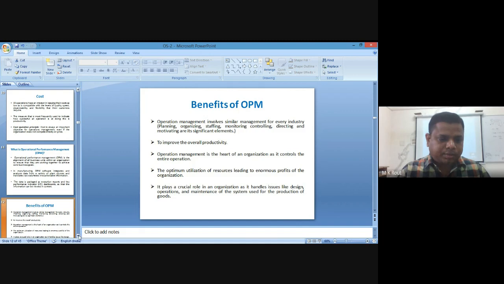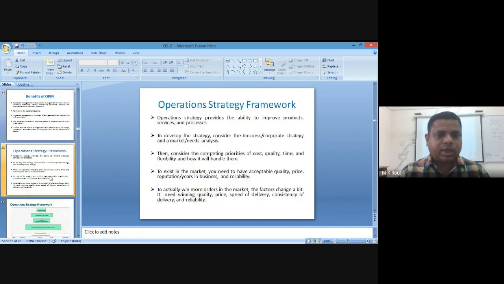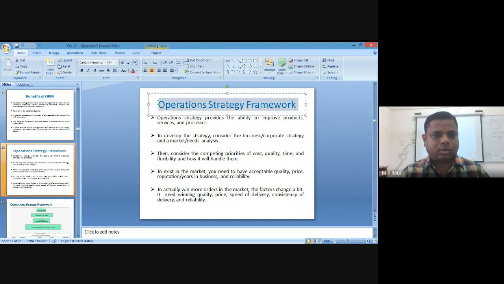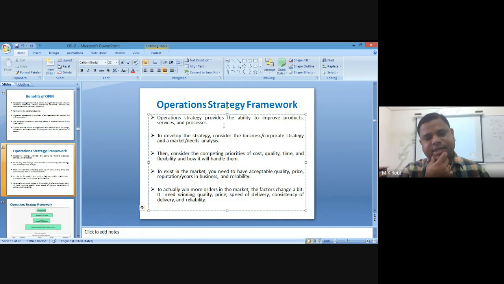Moving to the next one. Then the next one is operation strategy framework. I just highlight those things. In case of operation strategies, the operation strategy provides the ability to improve product and service and the process. Point number two is to develop the strategy, consider the business, corporate strategy, and a market need analysis.